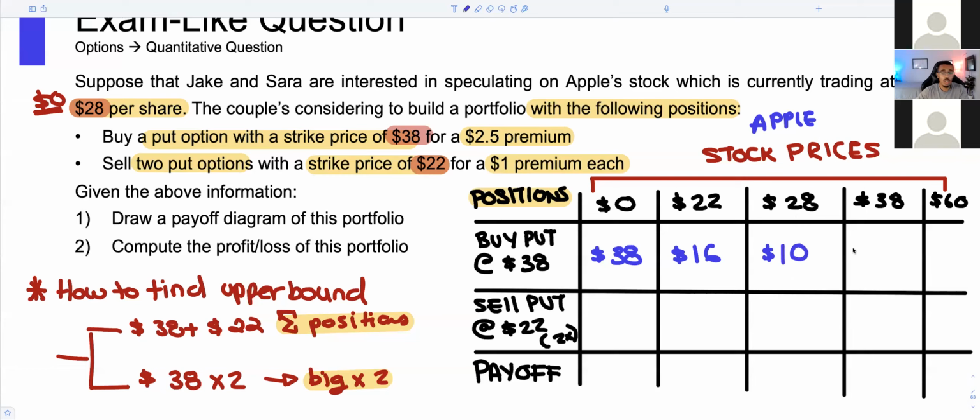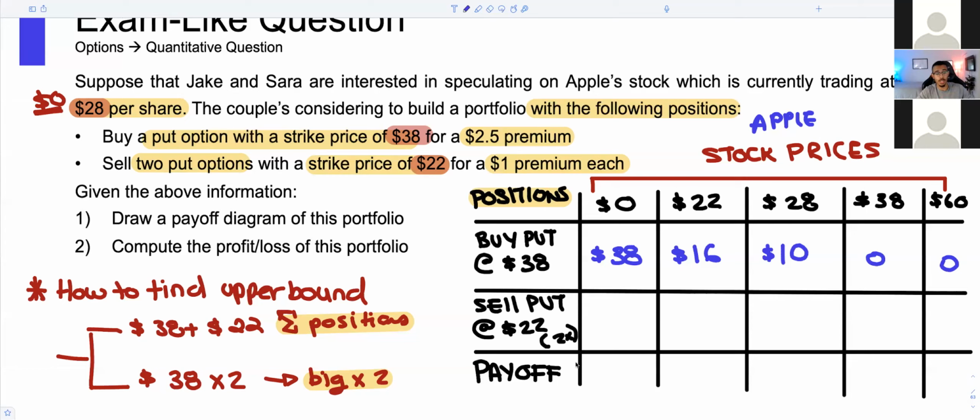And then if it's $38 and $38, how much payoff would we have? 0. And then if it's $60, how much payoff do we have? Are we really going to sell at 38? Exactly. You won't sell. So now we have everything that we need for the first position. Now we need to look at the second position, which is selling a put at $22.